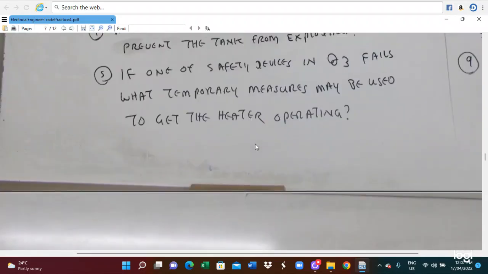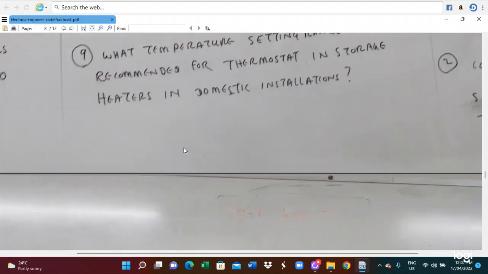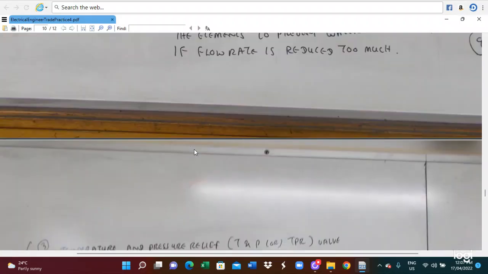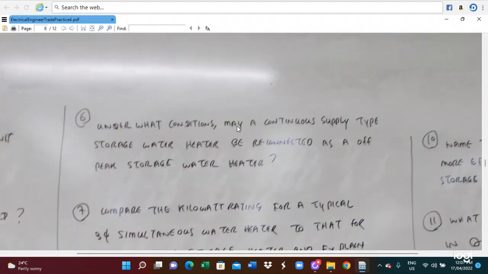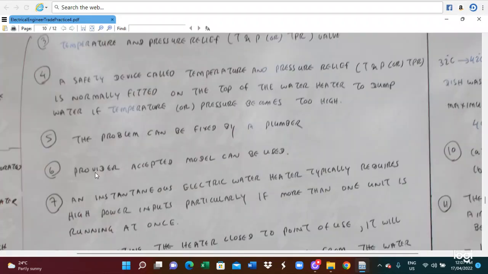Question number 5: If one of the safety devices in question 3 fails, what temporary measure may be used to keep the heater operating? So that the problem can be fixed by the plumber. Answer. And question 6: Under what condition may a continuous supply type storage water heater be recommended as an option? This is the answer: provider accepted model can be used.